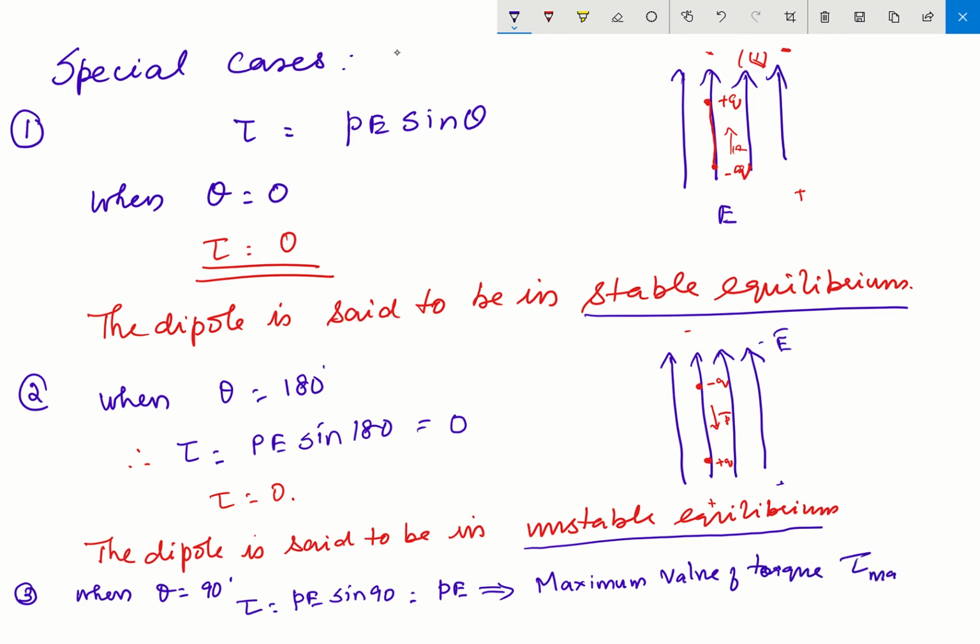Tau max, that is nothing but the maximum value. The dipole experiences maximum force when the dipole and electric field are perpendicular to each other. At that time it experiences maximum turning effect. Maximum torque means maximum turning effect. Is it clear? Right.